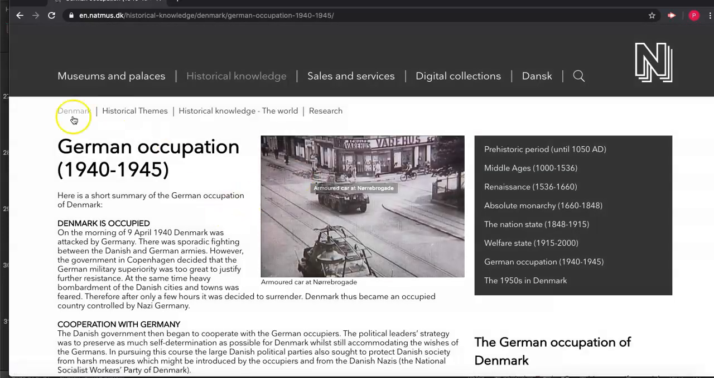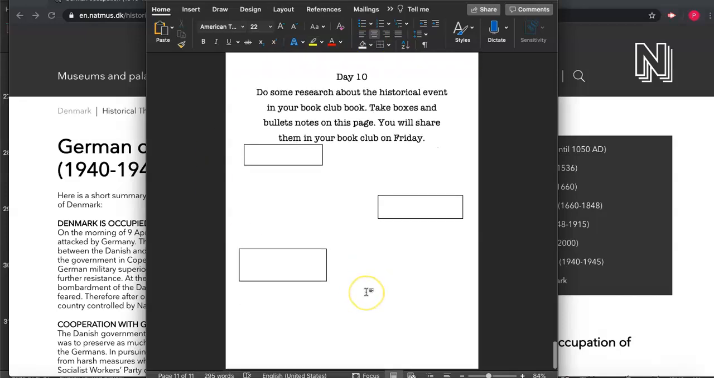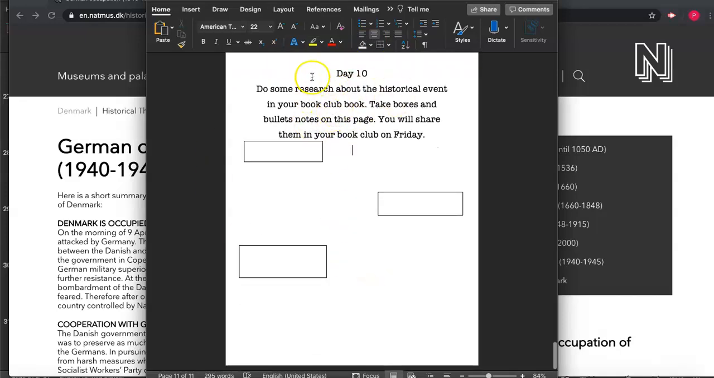Okay, so as you're reading about the history of your historical event of your book, you also are going to be taking notes. So here is the page for your packet today. Your packet will have these squares on them. I put them there so I could be ready to take some notes.